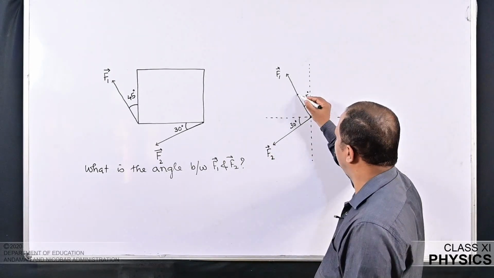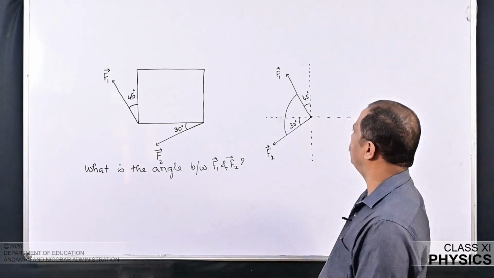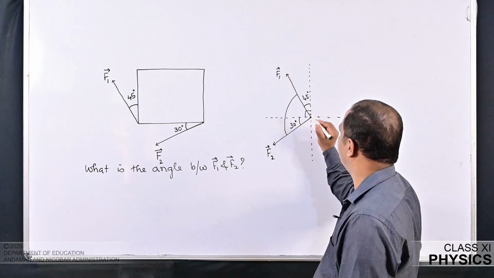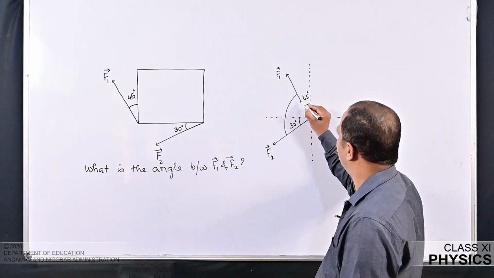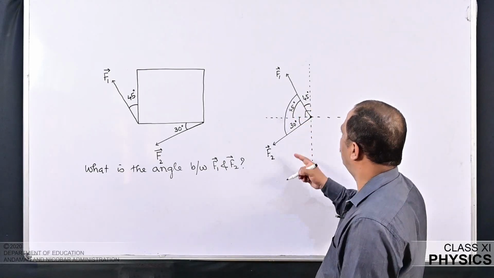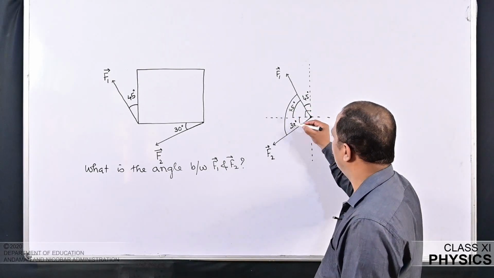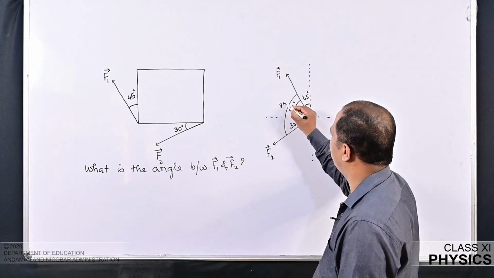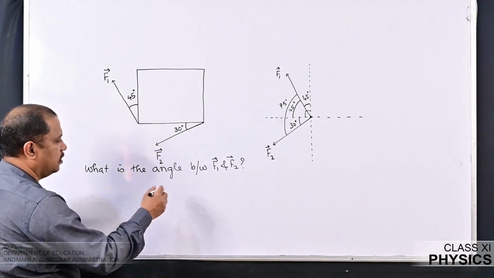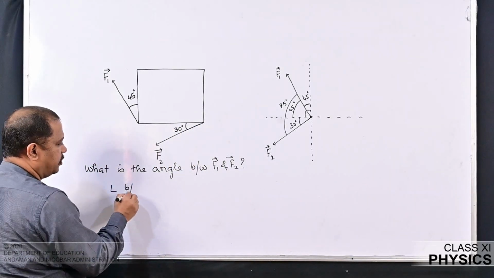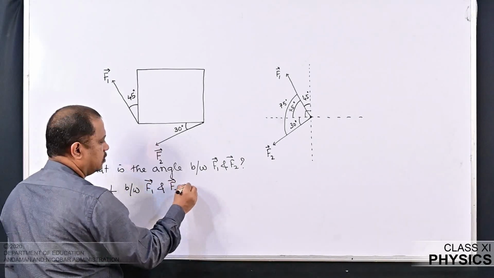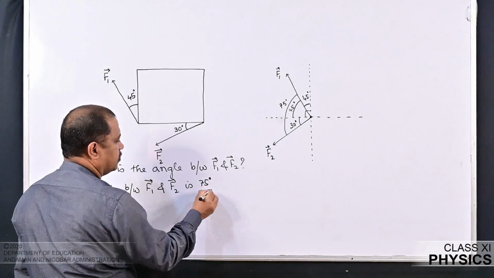Now, the angle constituted will be this one. This angle will be the angle between two vectors. In that case, see please, I can see that this is 90 degree. So if this is 45 degree, do you think that this will be 45 degree? This angle will be 45 degree. Now if this is 45, this is 30, so the total angle comes out to be 75 degree. So the answer is the angle between vector F1 and F2 is 75 degree. So this is our answer.